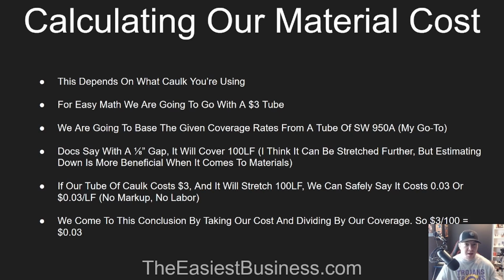We can safely know that it'll cost us 3 cents a linear foot, and we get that by taking our cost and dividing it by our coverage. So $3 is our cost, divided by 100. That's how many linear feet it will cover, and we get 3 cents.